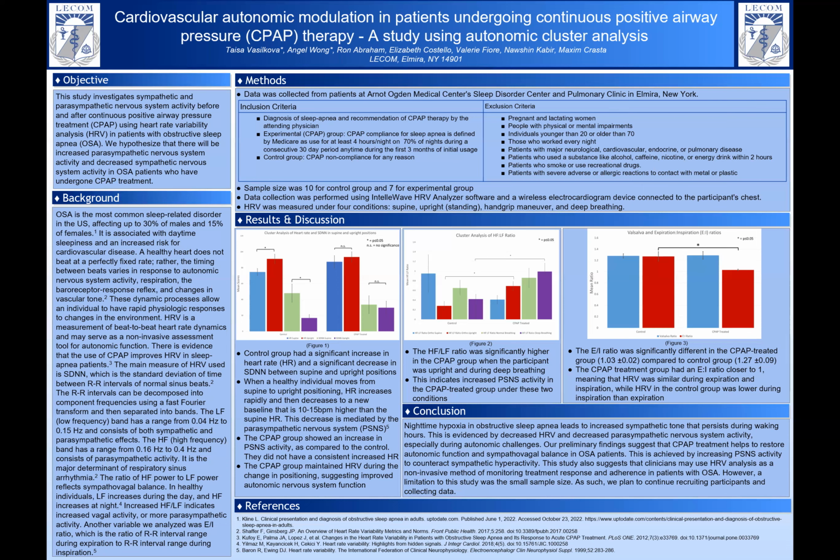Our last variable is the EI ratio, and that's calculated by taking the difference between the highest RR interval and lowest RR interval during expiration and dividing it by that same value during inspiration. Essentially, it compares HRV during expiration to HRV during inspiration.